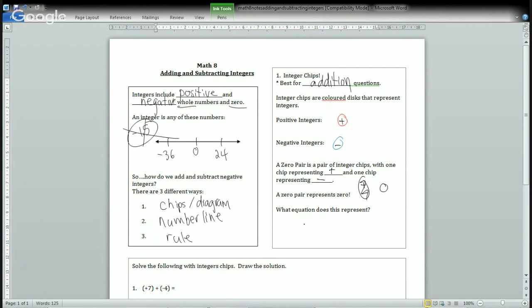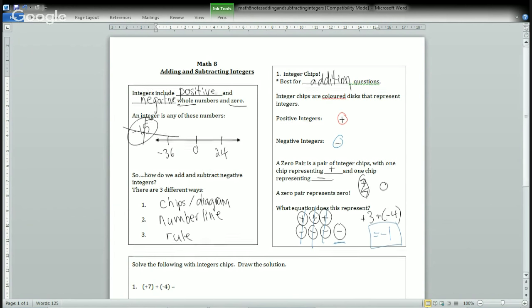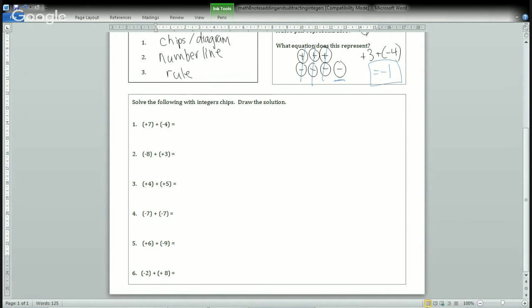They cancel. So if I had a question like 3 positives plus 4 negatives, positive 3 plus negative 4, to figure out the answer here, I'm going to use 0 pairs. That's a 0 pair, a 0 pair, a 0 pair. I'm left with negative 1. That's the answer.